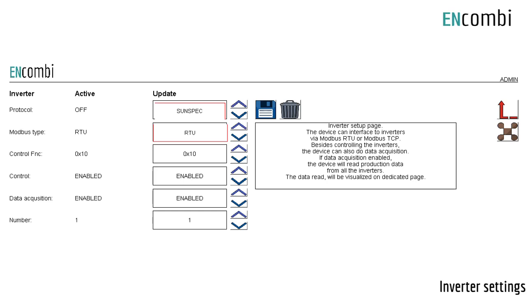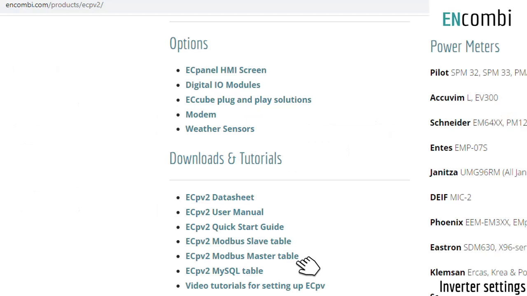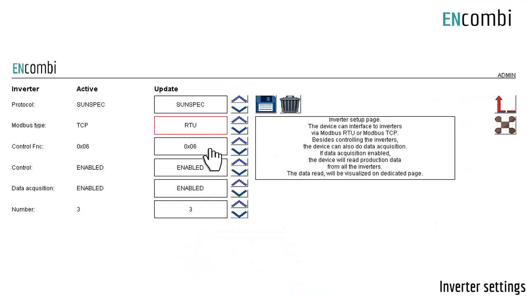Next you need to select RTU communication. Next you have to find out your inverter control function code. Consult the Modbus master documentation on the Incoming website to learn which function code to use with your inverter. ECPV2 supports Modbus function codes 0x06 and 0x10 for applying control commands. Some inverters support only one of the two.